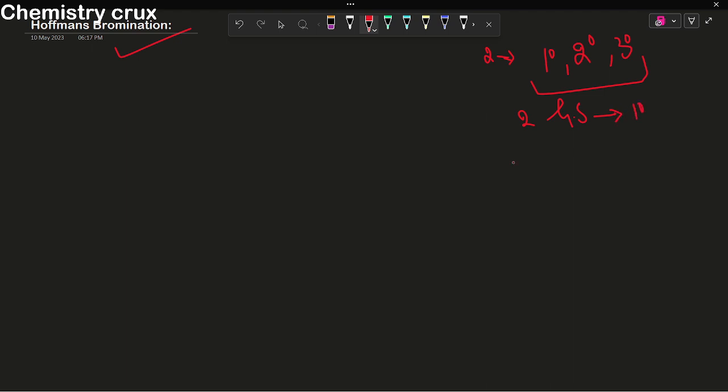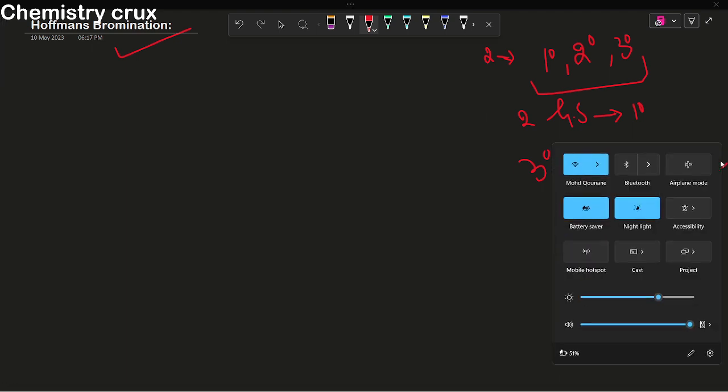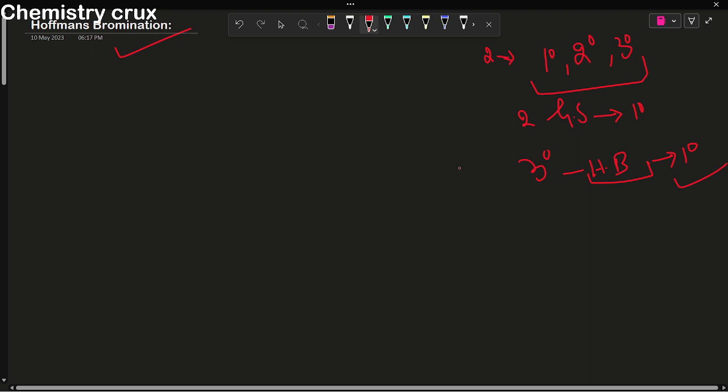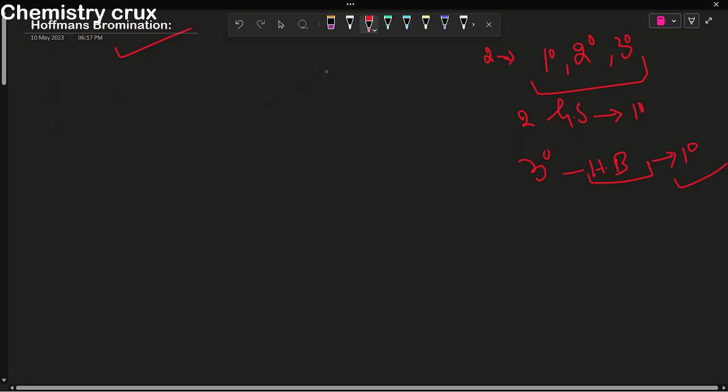Now it's time for the third method of synthesis, that is the Hofmann bromamide reaction. In this method also we get only primary amines, so it should be noted we get only primary amines here. Now let's check how this happens and what is the mechanism of the reaction. There are three steps of this reaction.